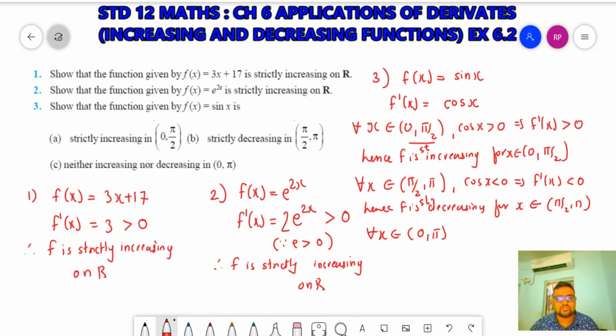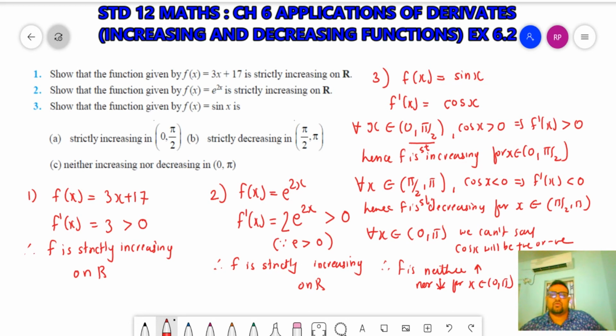In first it is positive, second is negative. So we can't say that cos x will be positive or negative. Therefore, f is neither increasing nor decreasing for x belonging to 0 to pi. Okay, so that was about question 1, 2 and 3. Just note it down.